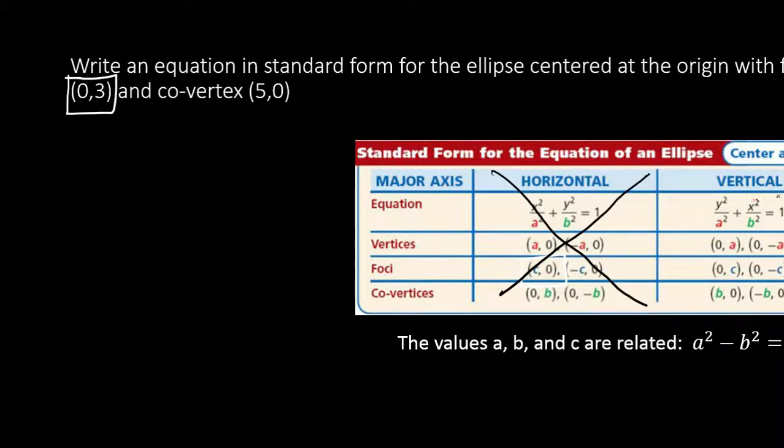So now I know that this is going to be the framework for writing my equation. You can see that foci corresponds with c, so c is equal to 3. Co-vertex, as we found out before, corresponds with b, so b equals 5. Now, let's go ahead and write out our framework for the equation. y squared over something plus x squared over something equals 1. All right, let's fill in our information. So b is 5, so 5 goes here.